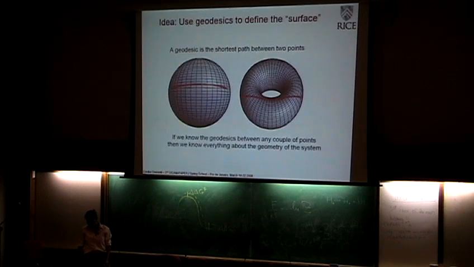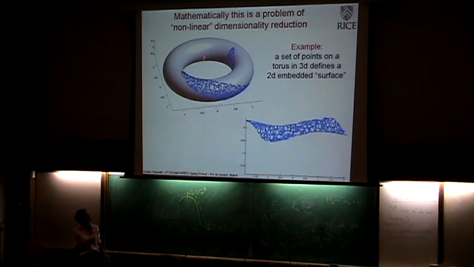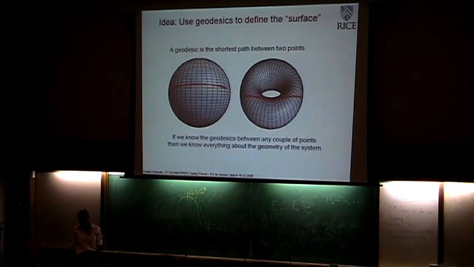So what we want to do is explore the geometry of the space where the points live. A tool in differential geometry is that if you can define geodesics on a manifold, you know everything about the manifold. The geodesic between two points is the shortest path on the manifold, on the surface, connecting the two points. So for instance, if I have two points on a sphere, this is the shortest path between them. If these two points are on a torus, this is the shortest path.